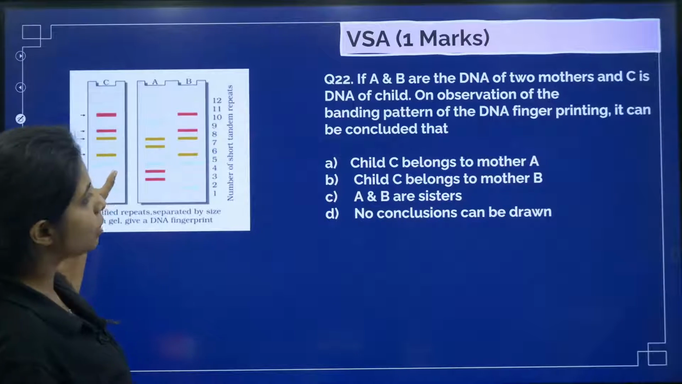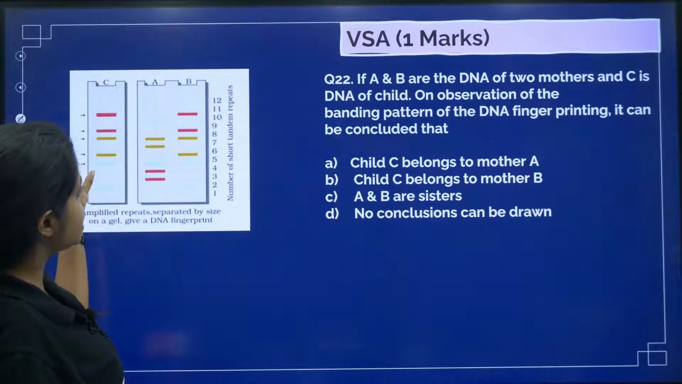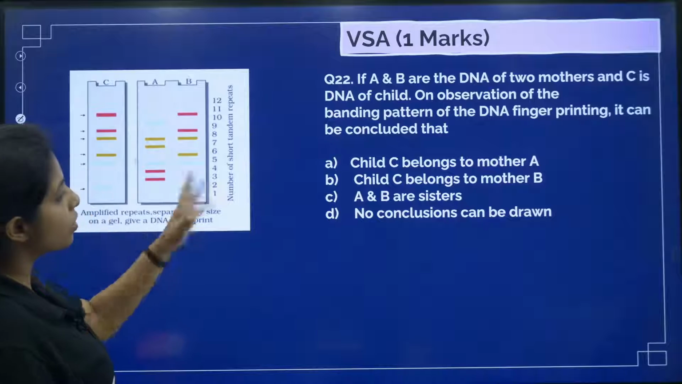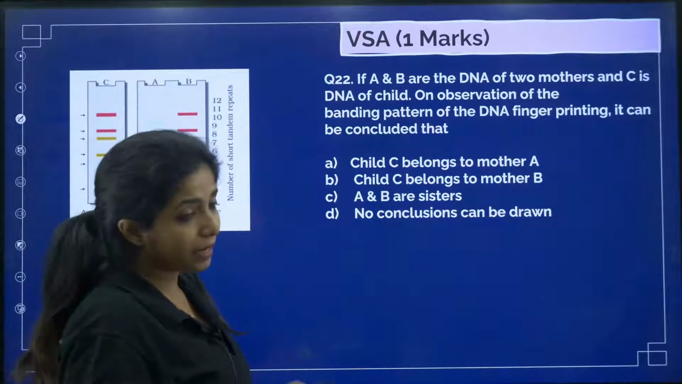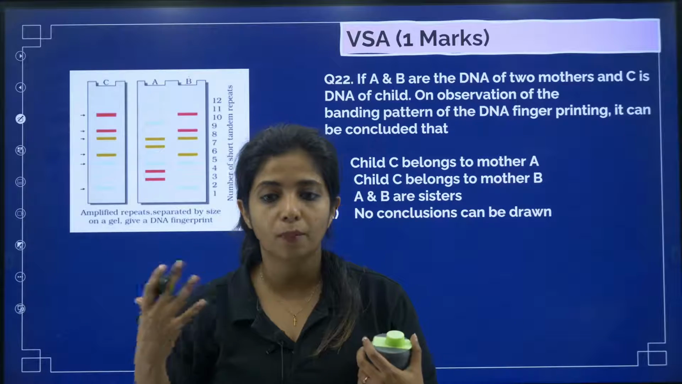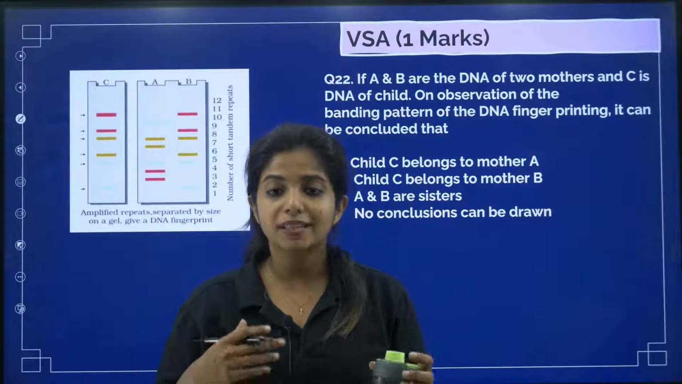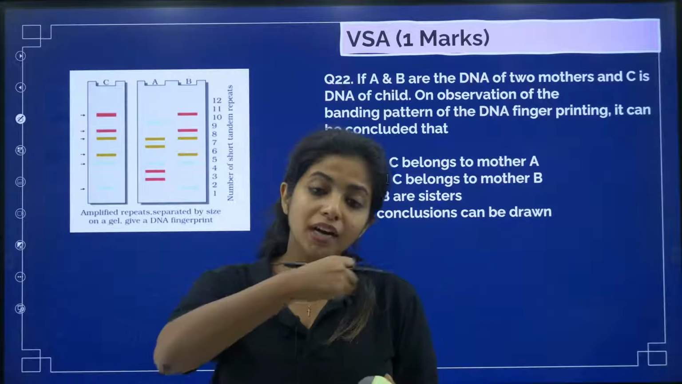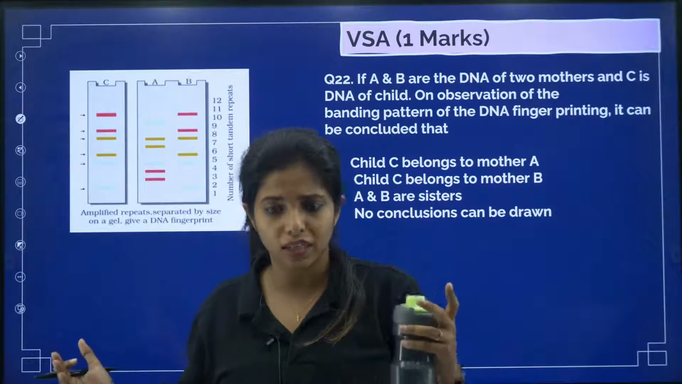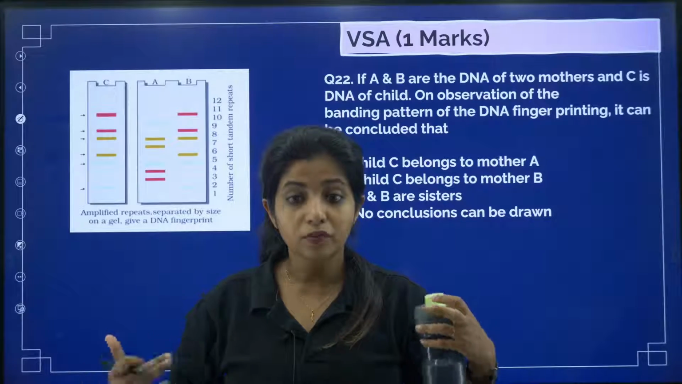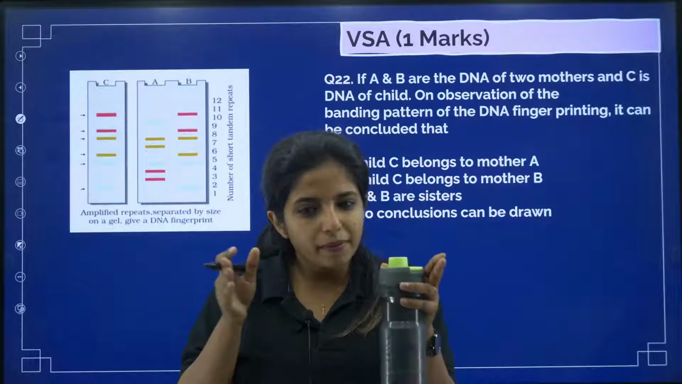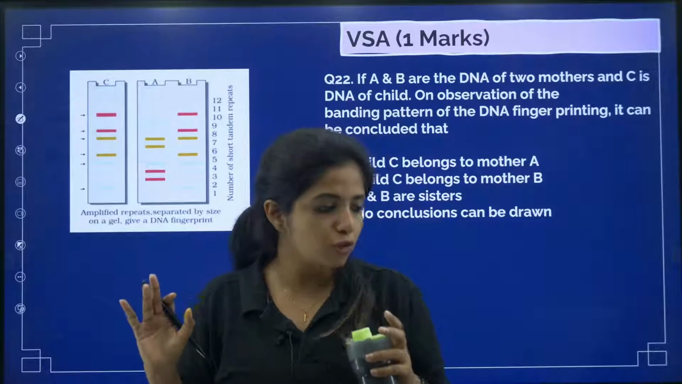That child C belongs to mother A, that child C belongs to mother B, or A and B both are sisters, or no conclusions can be drawn. What do you think? Basically, always remember, we all have something common between us and our parents. That is some repeated sequences. So in our DNA also we have those repeated sequences, and in their DNA also there are repeated sequences. Now there might be changes also, which is why me and my parent are totally different from each other. There will be changes also, but the repeated sequences, if we see, they are almost common.